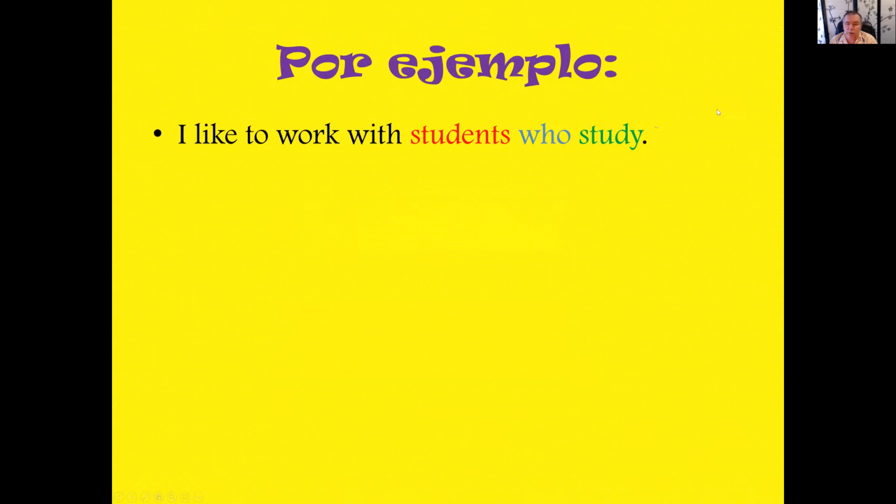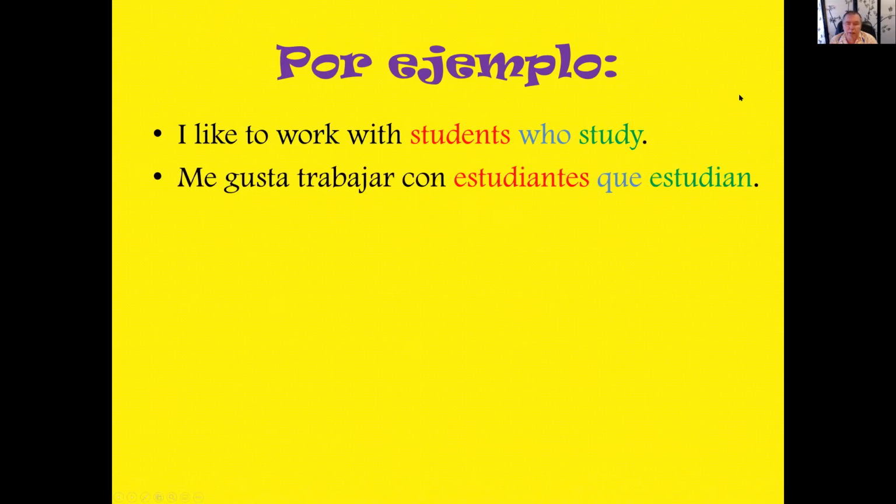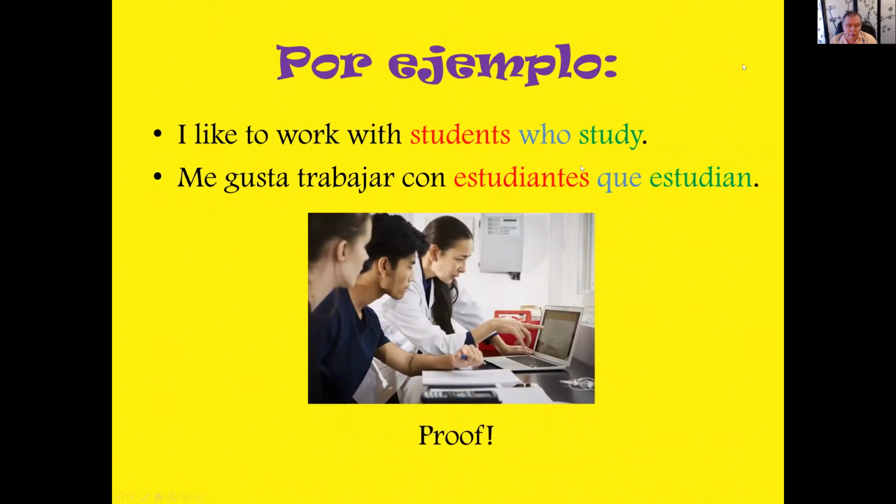Here's another example. I like to work with students who study. Okay, students will be your antecedent. You have a clause who study that describes them. Now the question is, is there such a creature? Are there students who study? Me gusta trabajar con estudiantes que estudian. Okay. I use the indicative here, present indicative, because I'm saying that there are students who study. And here's the proof. I'm not teaching these people, but it's a nice stock photo to illustrate that there are students who study. All right.